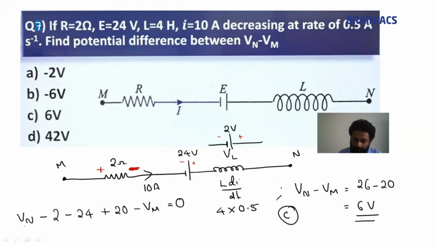If we do not know Vn minus 2 minus 24 plus 20 minus Vm is equal to 0, if your problem is in this, then we must study current electricity. Study current electricity properly, mainly the topic of circuit theory. If you just study circuit theory, this thing is easy for us. Okay, we'll move to the next problem.